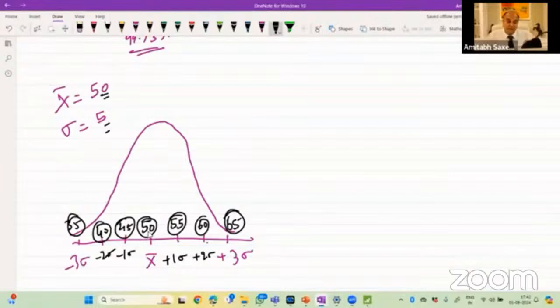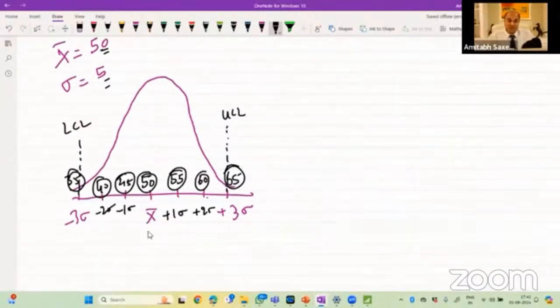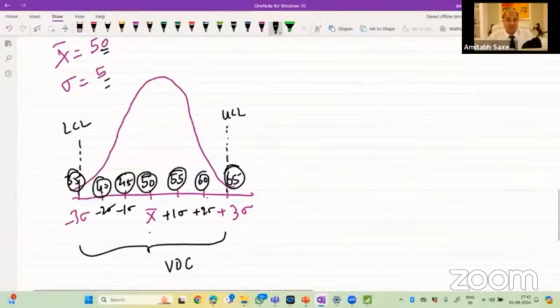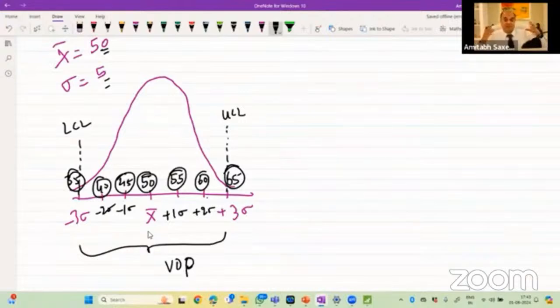Now this minus 3 times standard deviation to plus 3 times standard deviation is known as control limits. Okay. This is known as control limits. Also known as LCL and UCL. Lower control limit and upper control limit. Also known as voice of customer. We call it as voice of process. Sorry for that. Voice of process. Means my recruitment process is telling me that I am going to recruit an employee in our process between 35 days to 65 days.